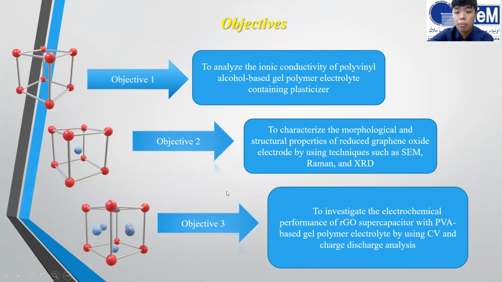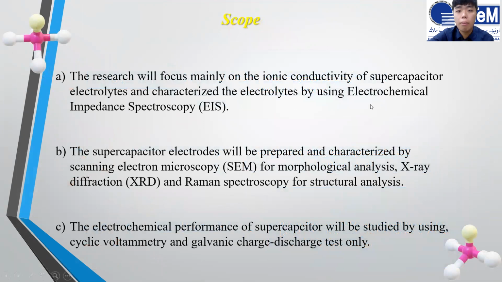For objective 2, to characterize the morphological and structural properties of reduced graphene oxide electrode by using techniques such as SEM, Raman, and XRD. For objective 3, to investigate the electrochemical performance of RGO supercapacitor with PVA-based gel polymer electrolyte by using CV and charge-discharge analysis. Next is the scope of this project.